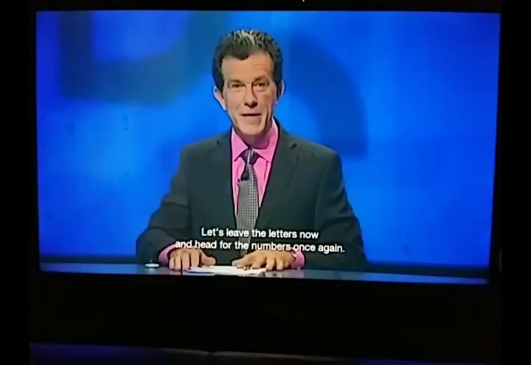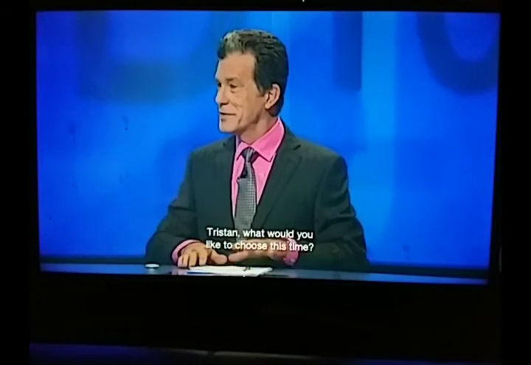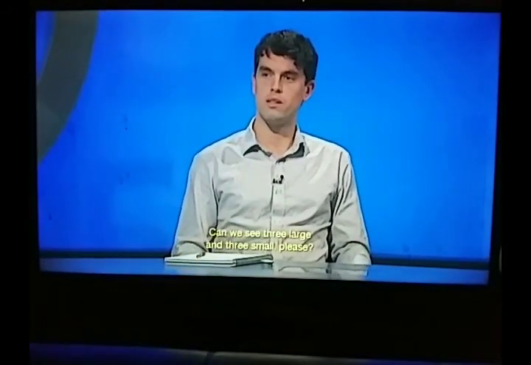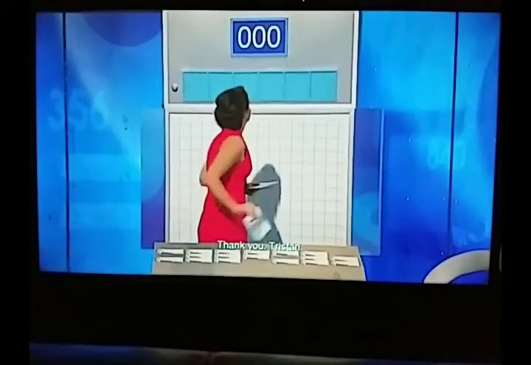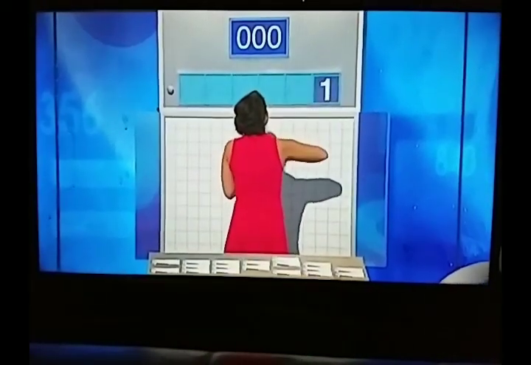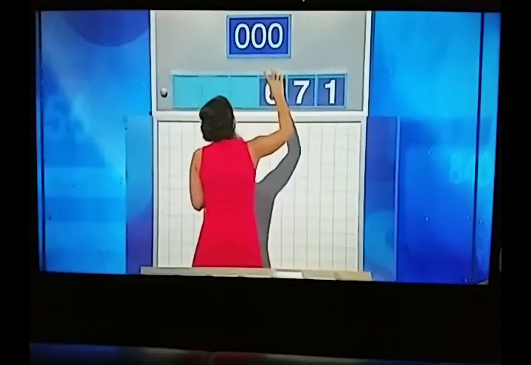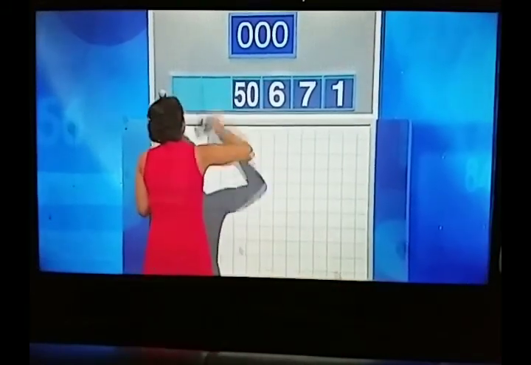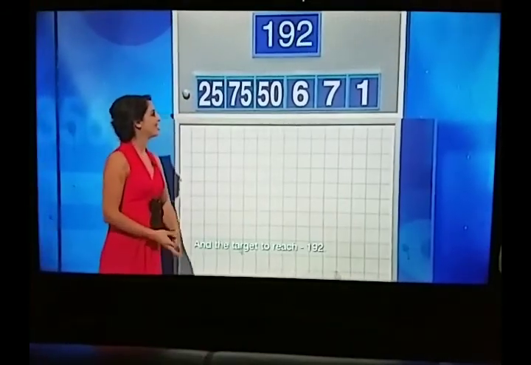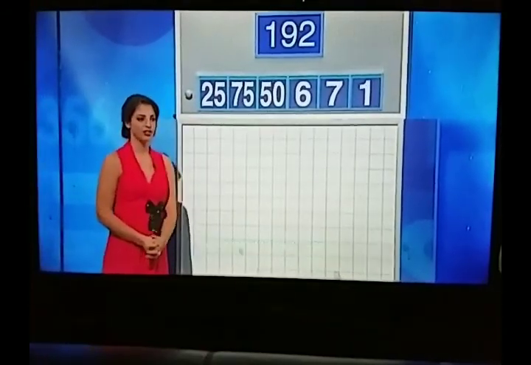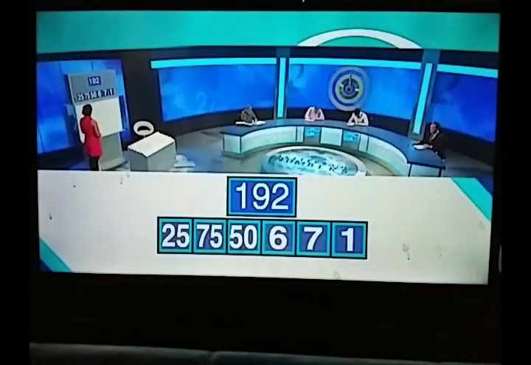Let's leave the letters now and head for the numbers once again. And Tristan, what would you like to choose this time? Can we see 3 large and 3 small, please? 3 large and 3 small. Thank you, Tristan. Our numbers are 1, 7, 6 and 50, 75 and 25, and the target to reach 192. Thank you, Lily. Here's the clock.